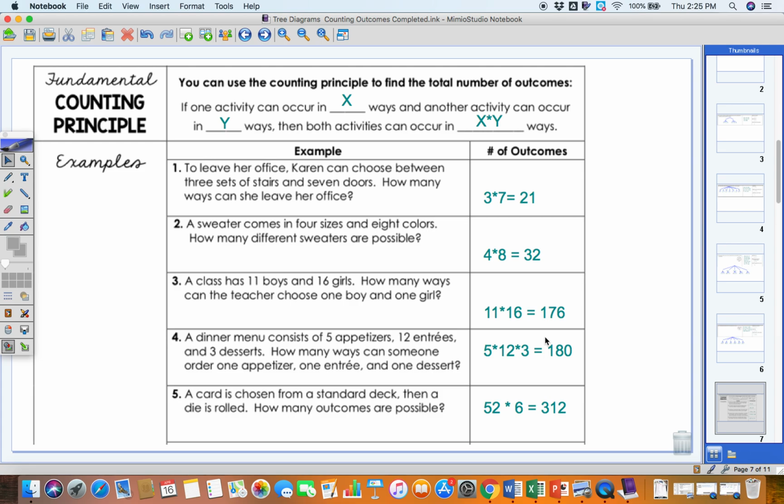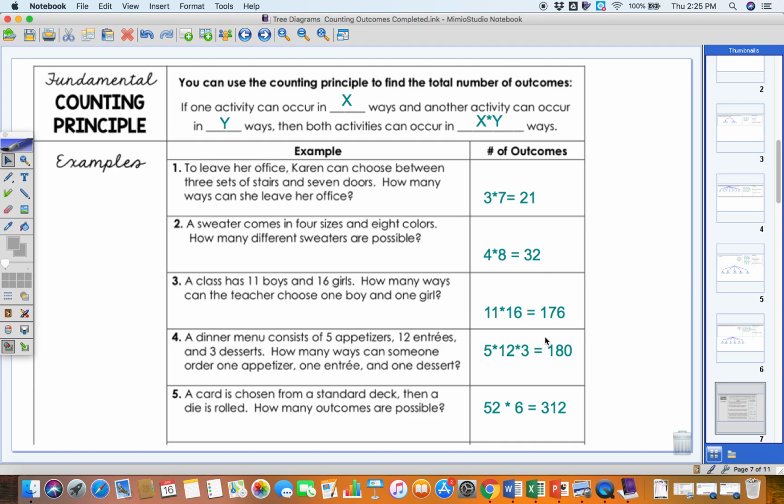For instance, to leave her office, Karen can choose between 3 sets of stairs and 7 doors. How many ways can she leave her office? So that's 3 from the 3 sets of stairs times 7 for the 7 doors. 3 times 7 is 21. There are 21 possible outcomes for her to leave her office.